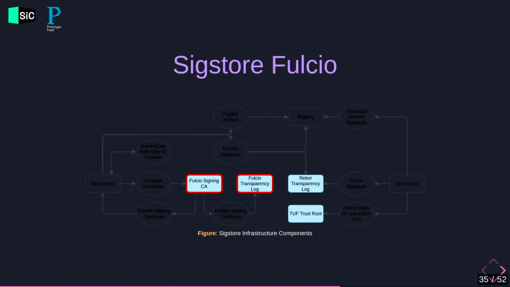The second component is Fulcio. Fulcio is the signing certificate authority. Very important in the context of Sigstore is that usually you bind your identity to your key pair. That is not done here. Key pairs are only used very temporarily to actually do the signature. The identity that is used in the certificates is provided by an external OpenID Connect provider.